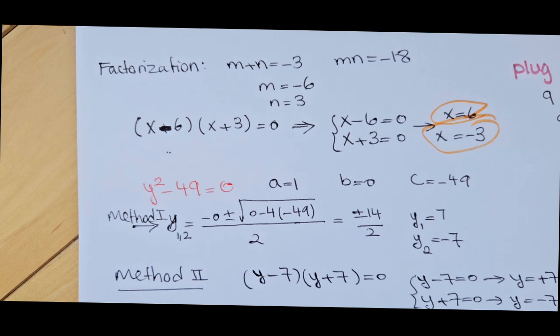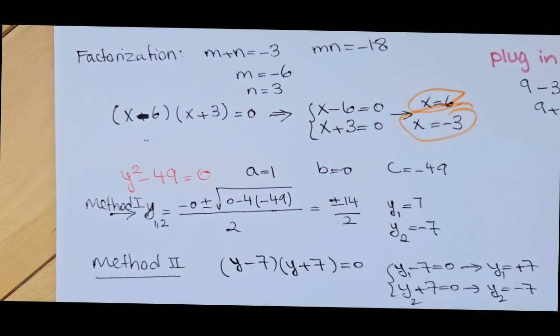So if you take a look closely, the two roots you get from the two different methods are exactly the same. Plus 7, negative 7. I'm not going to test the answers. I leave it to you guys to test the answers. I'm going to use the rest of the time to do more practice questions.